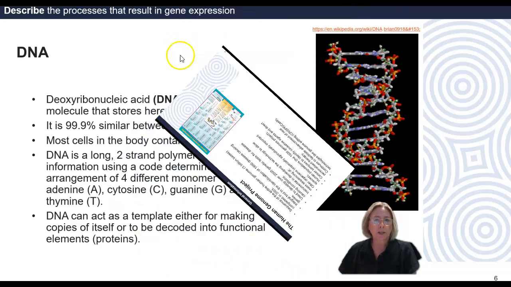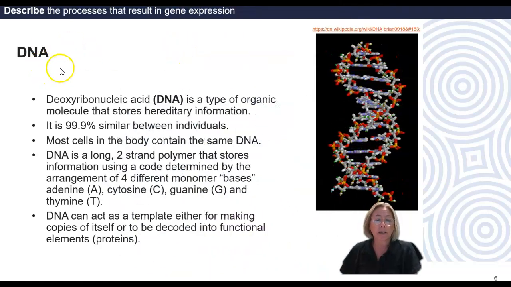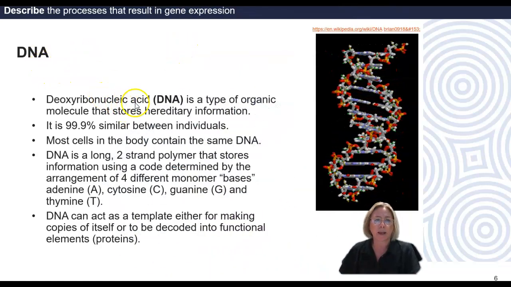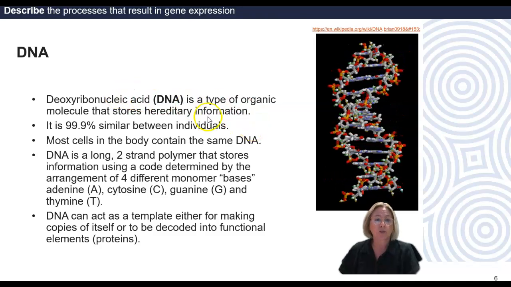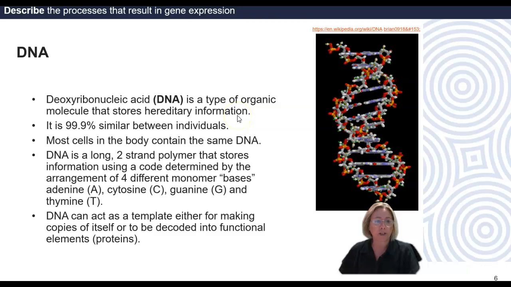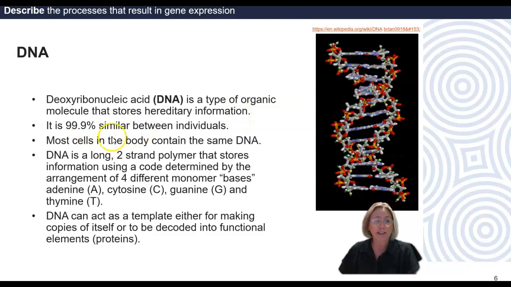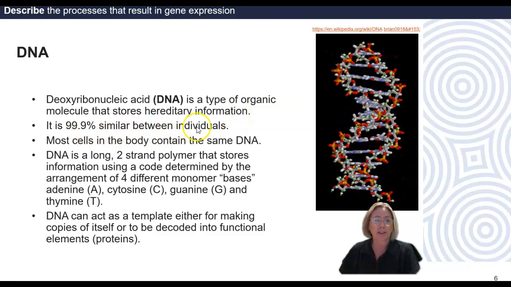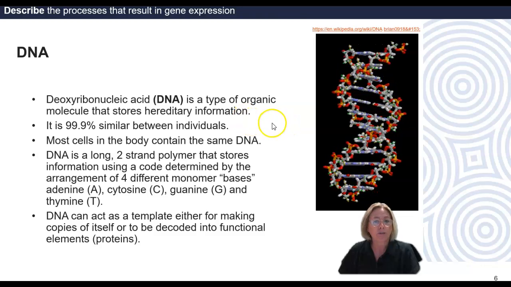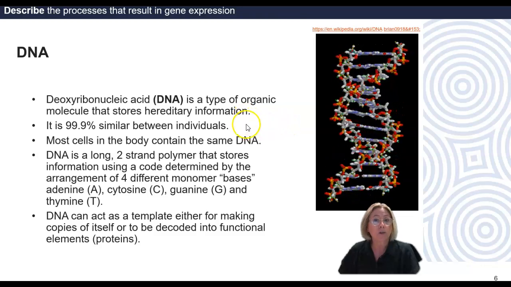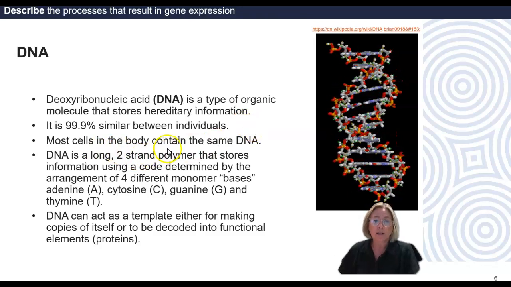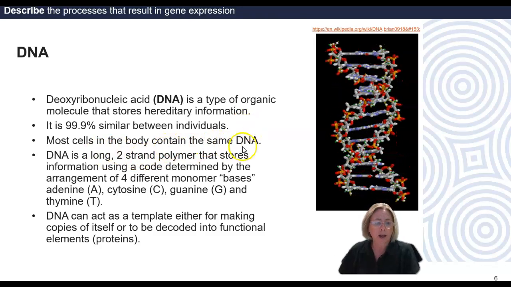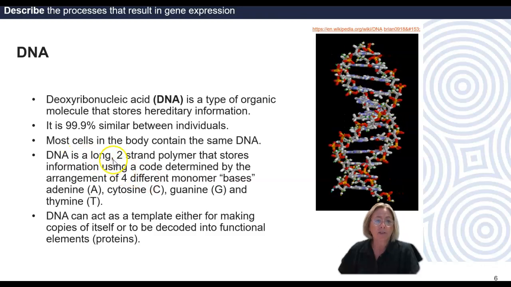Now, to understand gene expression, we just need to revise a little bit about deoxyribonucleic acid, or DNA. It's a type of organic molecule and it stores hereditary information. Believe it or not, it's like 99.9% similar between individuals. And of course, identical twins will have the same DNA. Most cells in the body contain the same DNA.